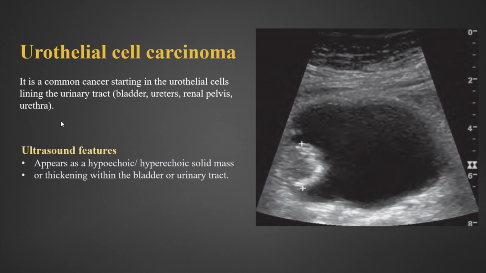And now we are going to discuss the urothelial cell carcinoma. It is a common cancer that starts in the urothelial cells lining the urinary tract in the bladder, ureters, renal pelvis, and the urethra. On ultrasound, it appears as a hypoechoic or hyperechoic solid mass or thickening within the bladder or the urinary tract. And now in the sonogram, we can see a partially filled urinary bladder, and this urinary bladder is also showing a hypoechoic solid mass with hyperechoic rim, and it is adherent to the wall of the urinary bladder, and it can be further evaluated with CT KUB with contrast.